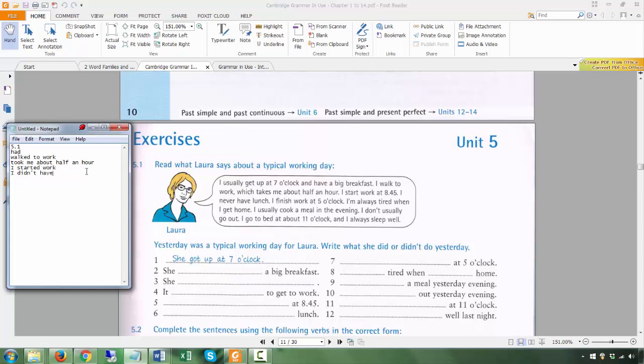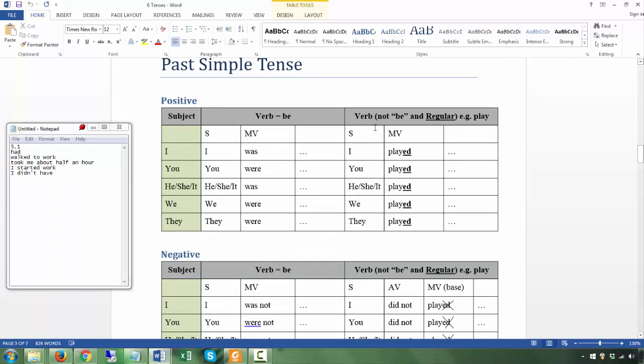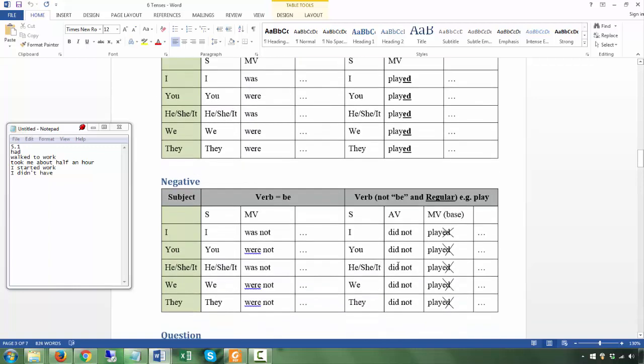I didn't have. Using the auxiliary, okay, did not, and then your base verb. Right, that's how you use a negative for the past simple tense. Use a did not.